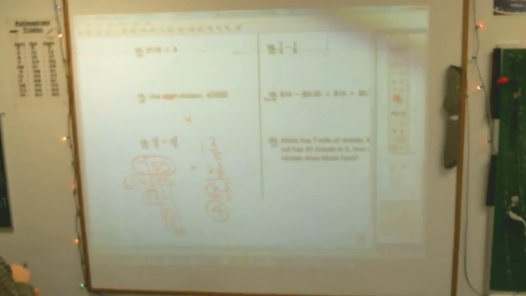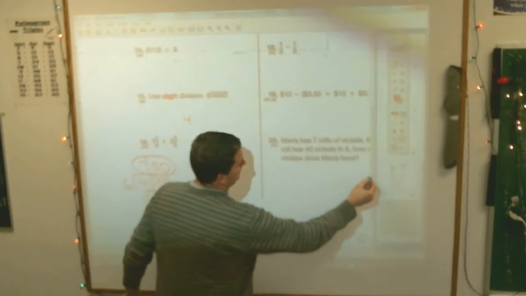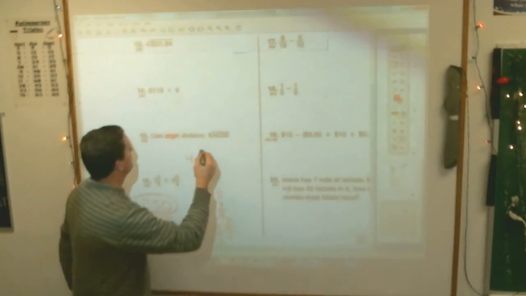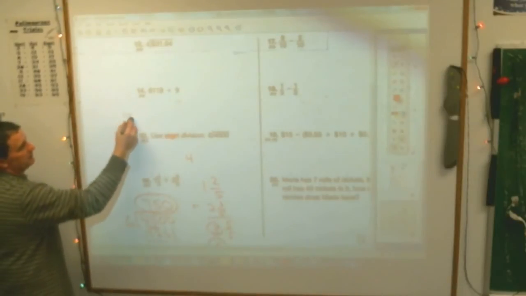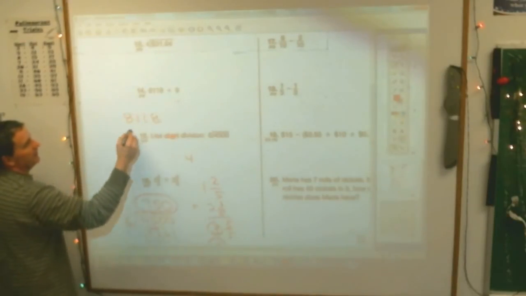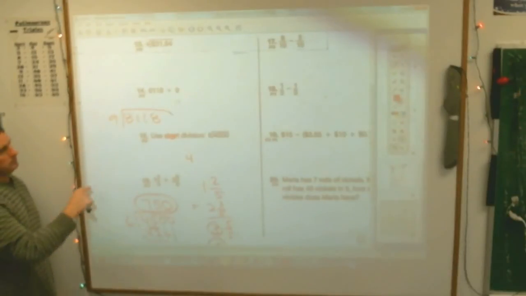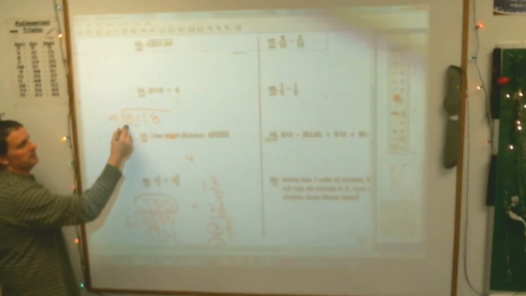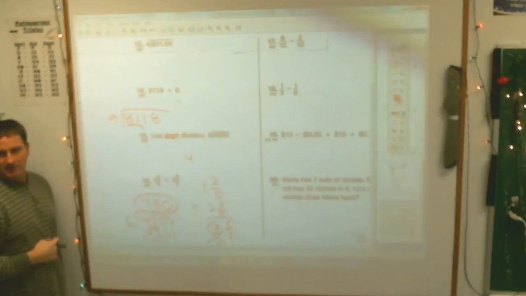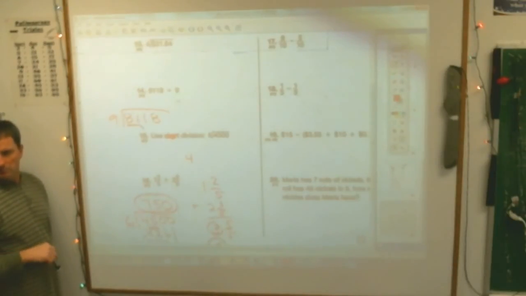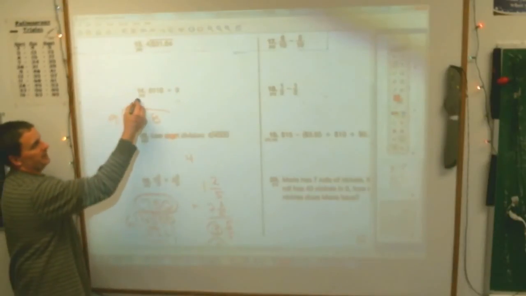Layla, number 14. You did it again? Did you try it twice? 8,118 divided by 9, correct? Is that the problem? Again, 9 doesn't go into 8, but goes into 81 how many times? 9 times. It goes in there 9 times. Did you get that?